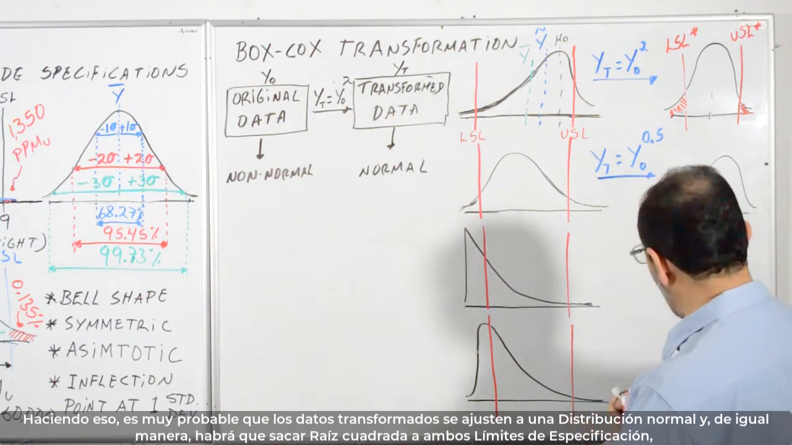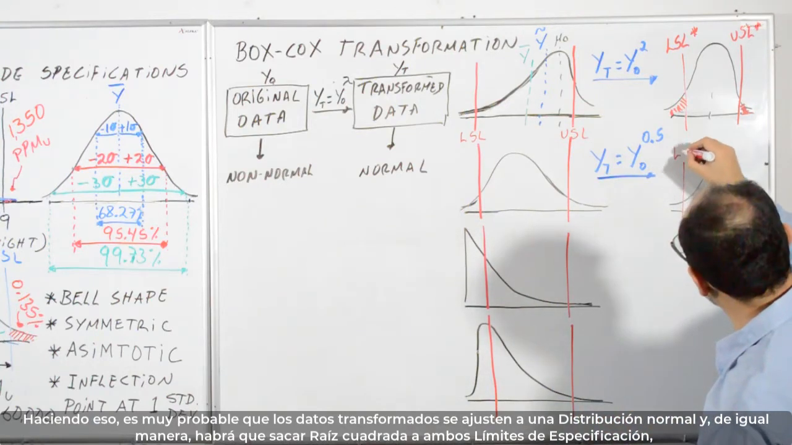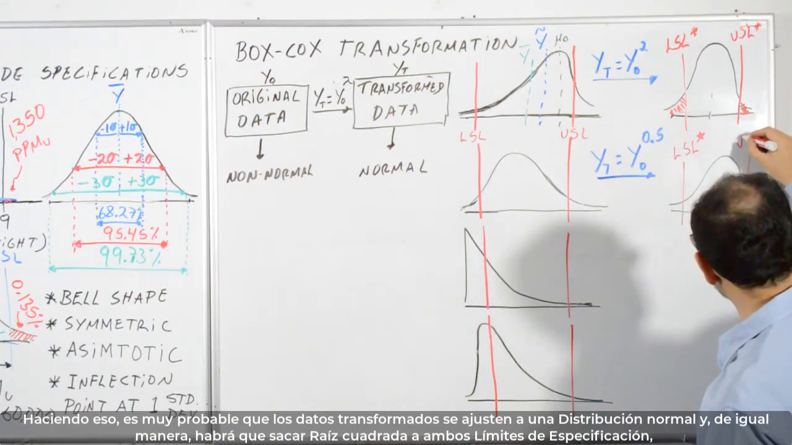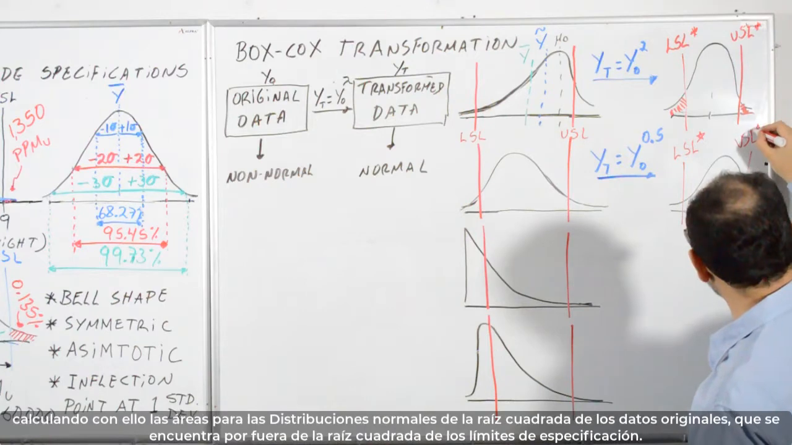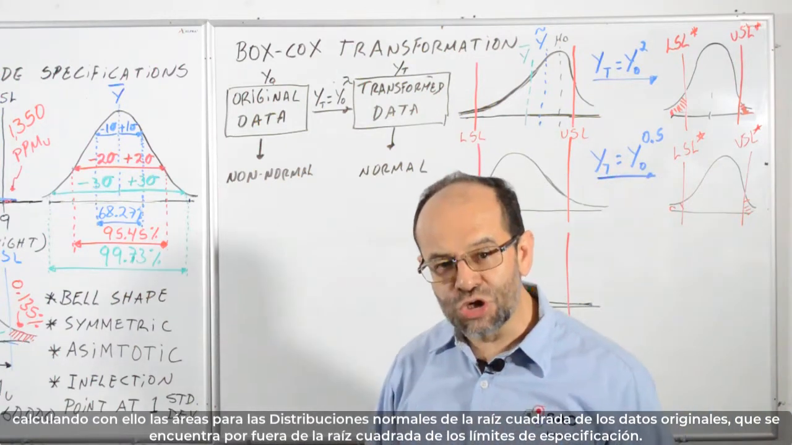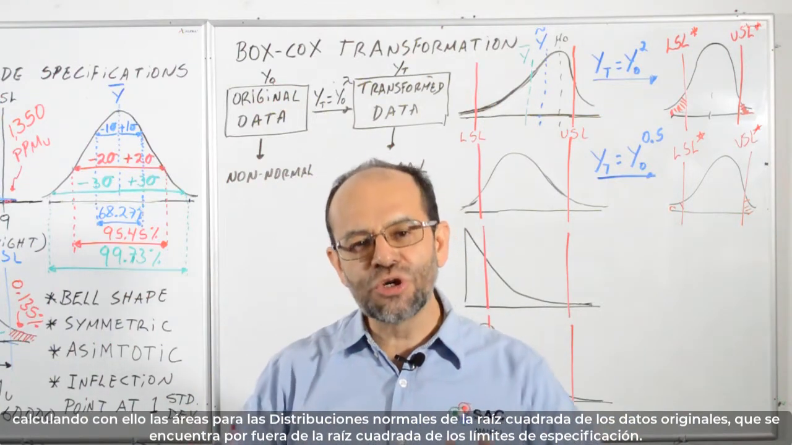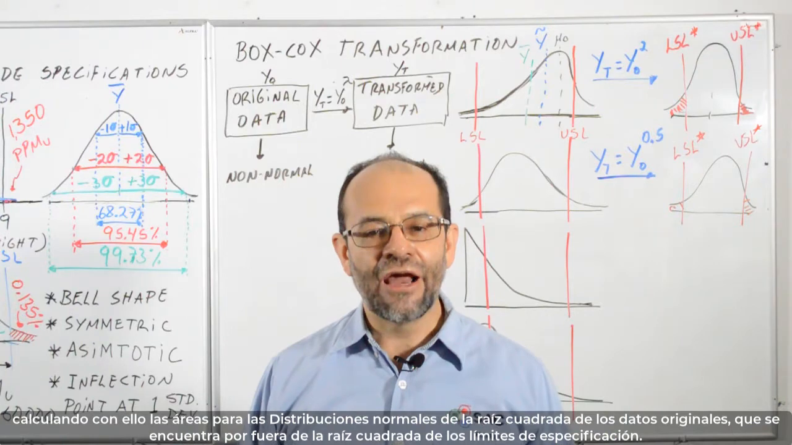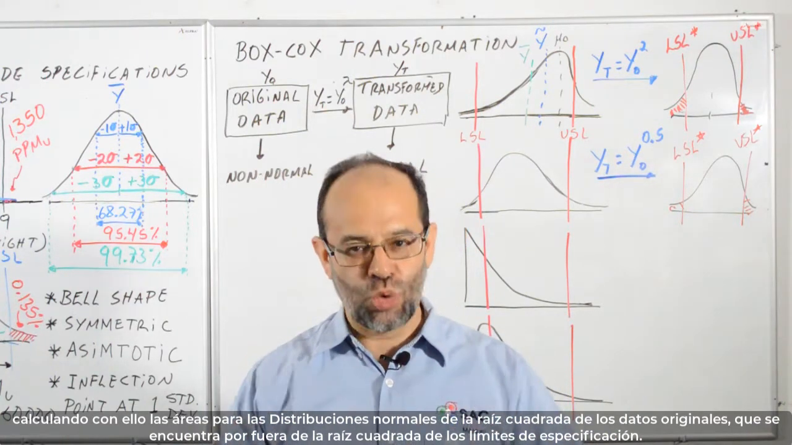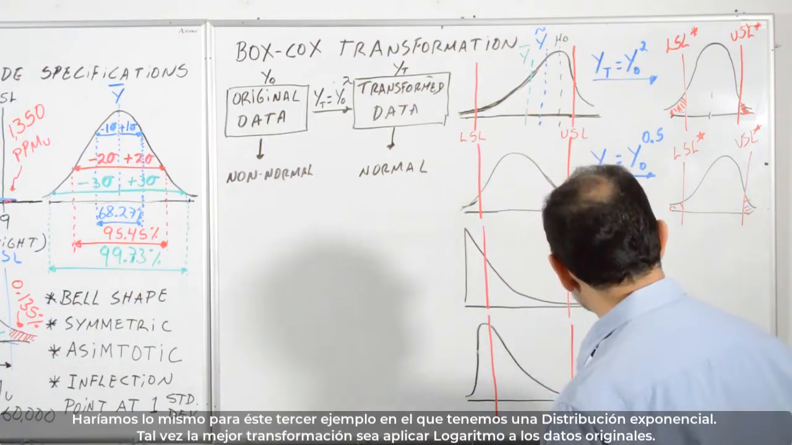What you also have to do is take the square root of the specification limits: the lower specification limit square root and the upper specification limit square root. With that you will calculate the areas below the normal distribution outside the specification limits, square root, and the original data square root. And that will be your PPMs. Same thing for this one.